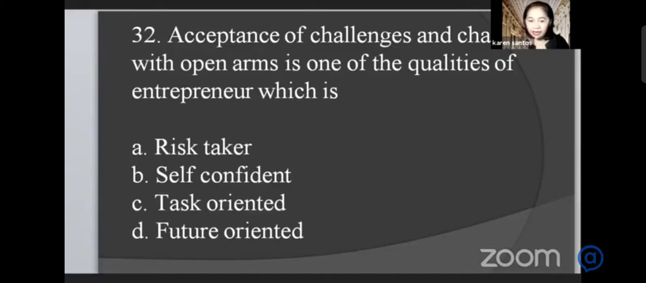So what is the correct answer? Okay, the correct answer is letter A. Like what I said a while ago, in order to make a profit, you have to take the risk. It has the ability to anticipate the risk and the future moves. If they are beneficial to the enterprise, you have to take the risk as an entrepreneur.